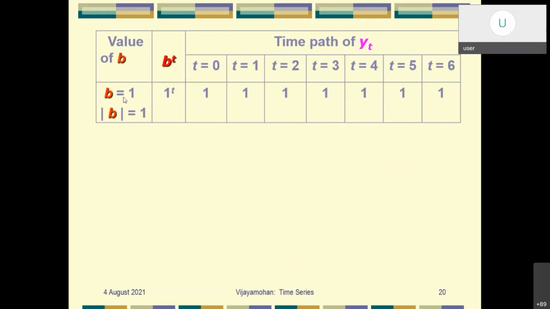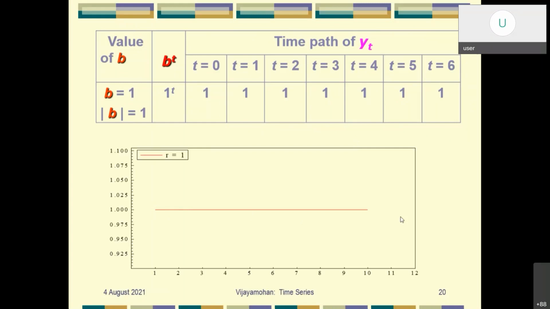We take the value b equal to 1, so that b power t becomes 1 power t. Here we have 1. Do we have a convergence here? Is it coming back to 0? Not at all. So we have a position like this. There is no convergence, but there is no divergence also.